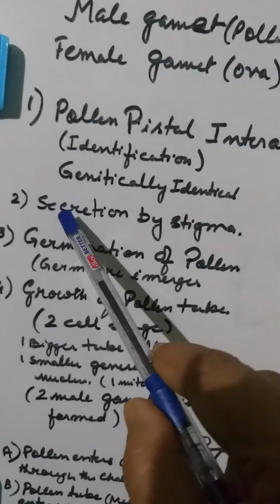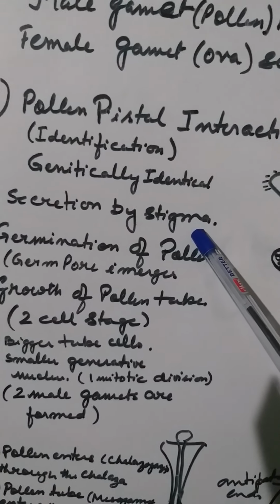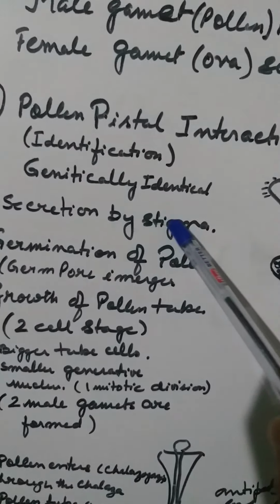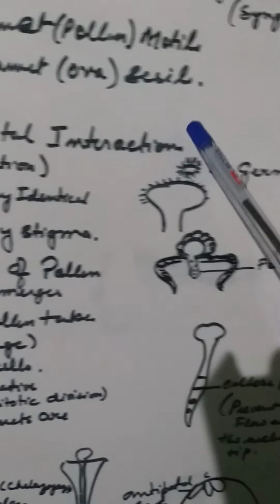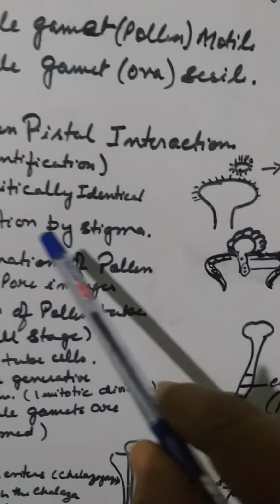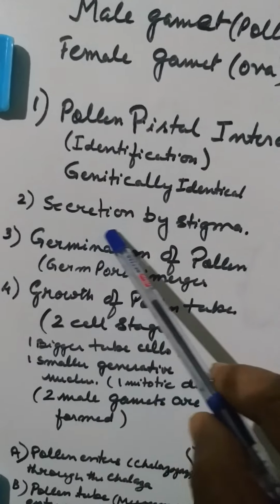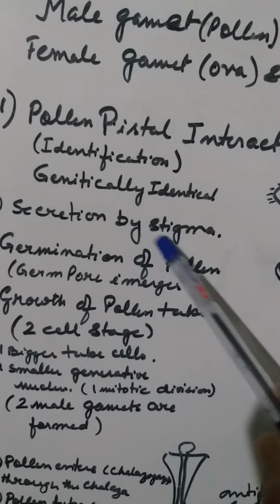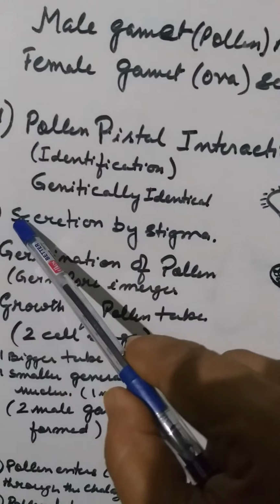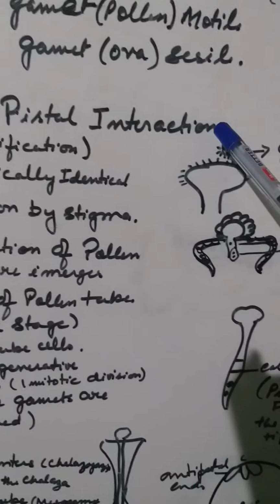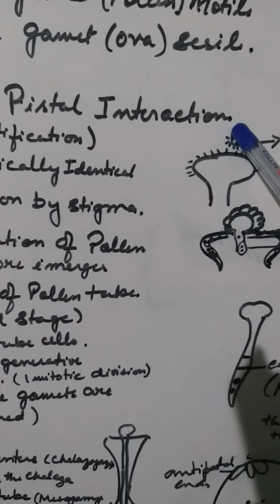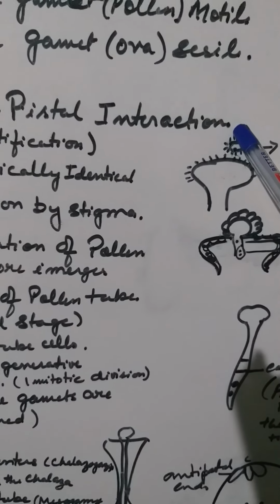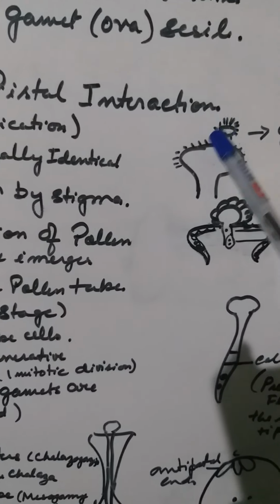While the pollen tube grows inside the stigma, there is a certain secretion from the stigma that forms the base of the attachment of the pollen grain with the stigma. So what is the secretion? The secretion is basically water and sugar, and this secretion forms the base of attachment of the pollen grain and the stigma.